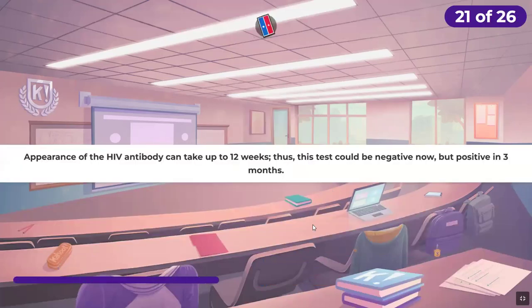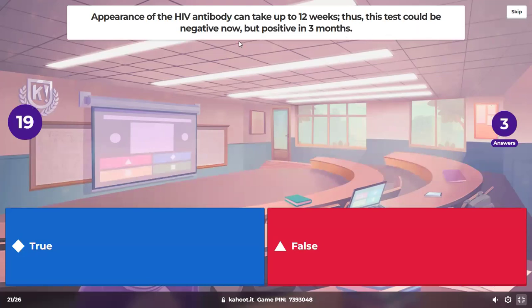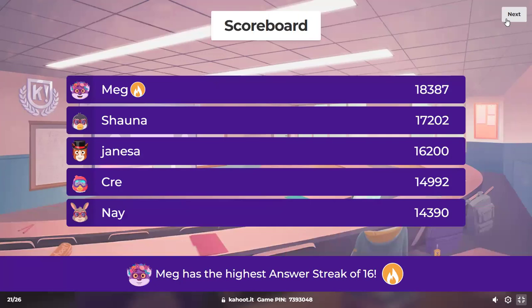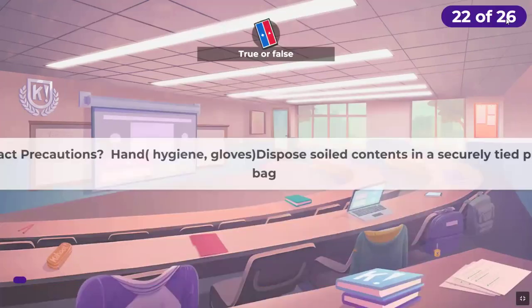Appearance of HIV antibodies can take up to 12 weeks or 3 months. This test could be negative now, but positive in 3 months. What do we know about those HIV antibodies? Do they show up right away? It takes the 3 months. So we want to encourage that person to continue to test.